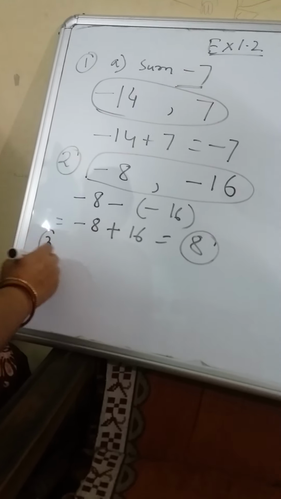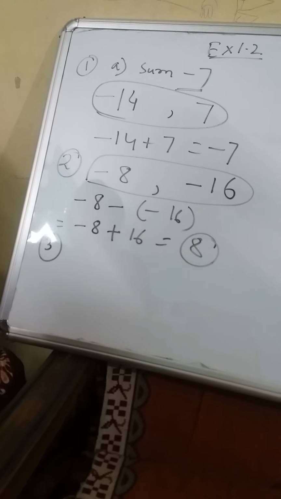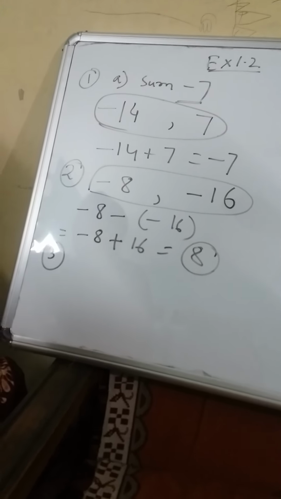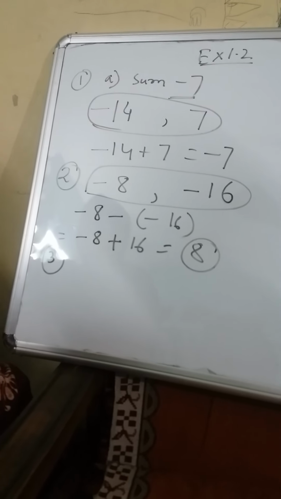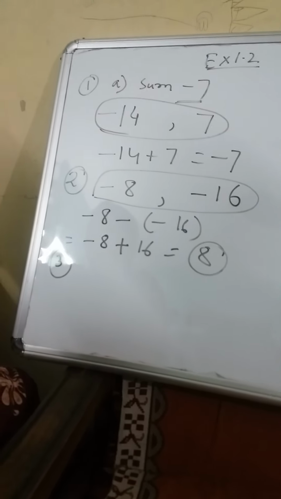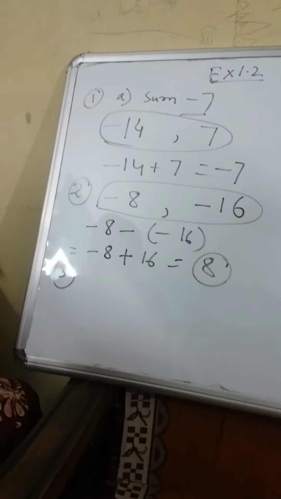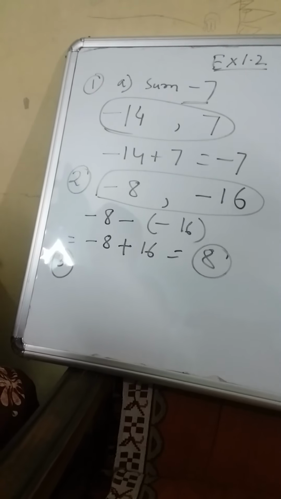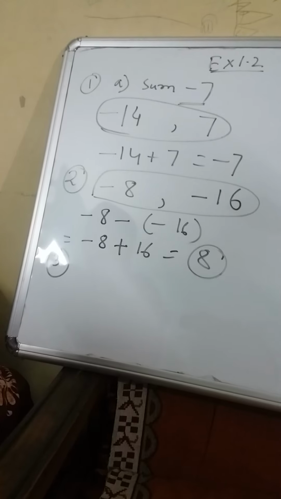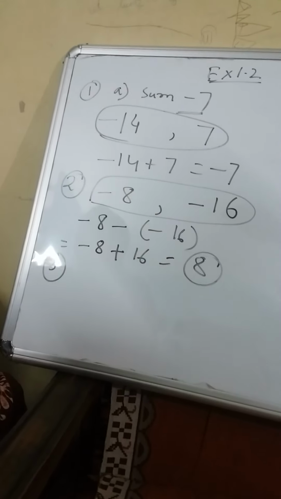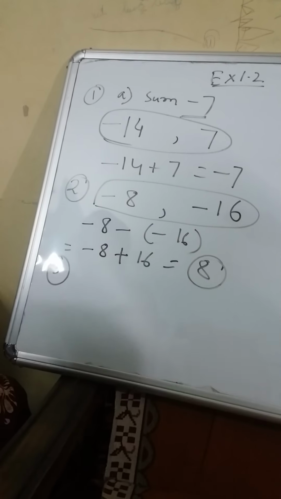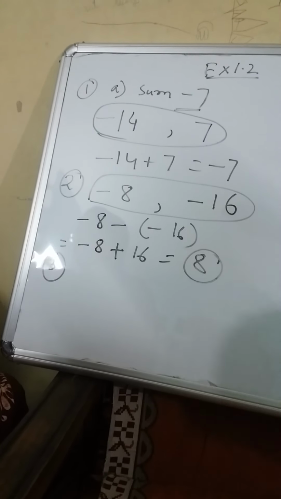Question number 3. In a quiz, team A scored -40, 10, 0 and team B scored 10, 0, -40 in 3 successive rounds. Which team scored more? That means you have to add their score and you have to check which team, either A or B, won the quiz.